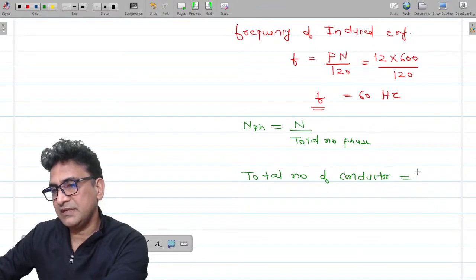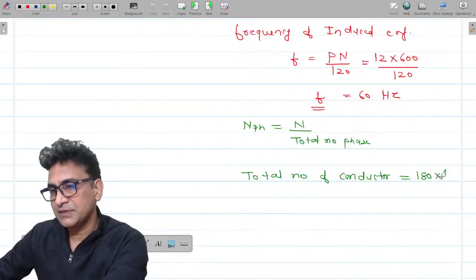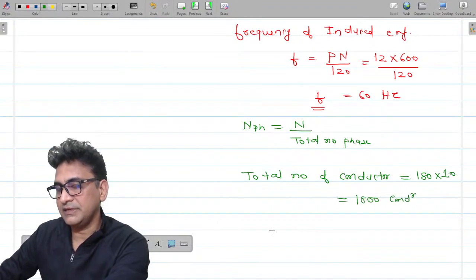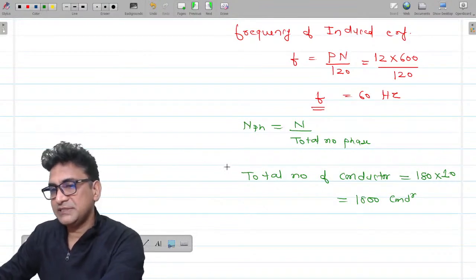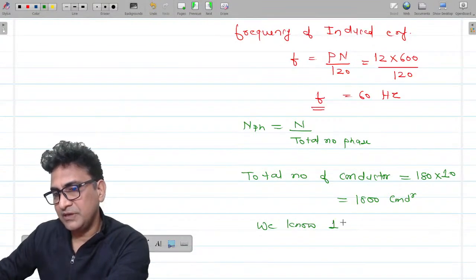The alternator has 180 slots and each slot has 10 conductors. So we have 1800 conductors in the alternator. Now we know 1 turn is equivalent to 2 conductors. In a single turn we always have 2 conductors.